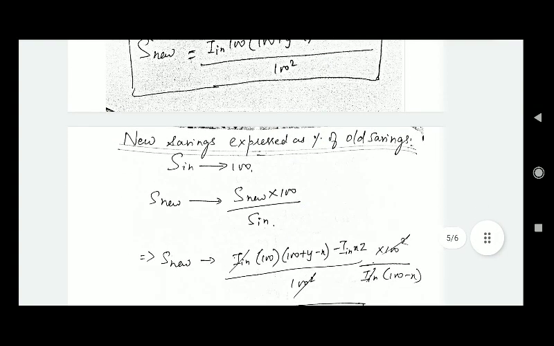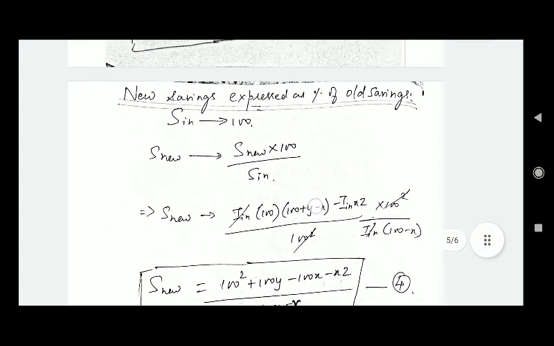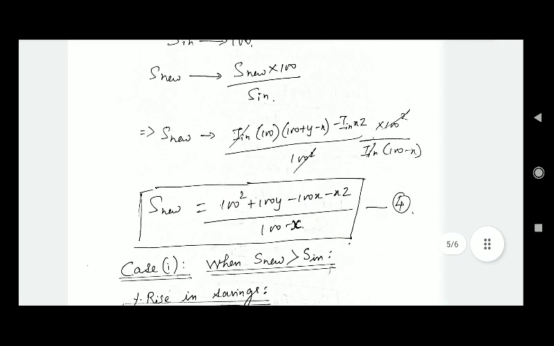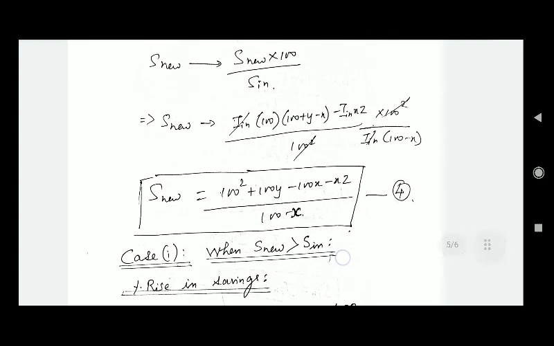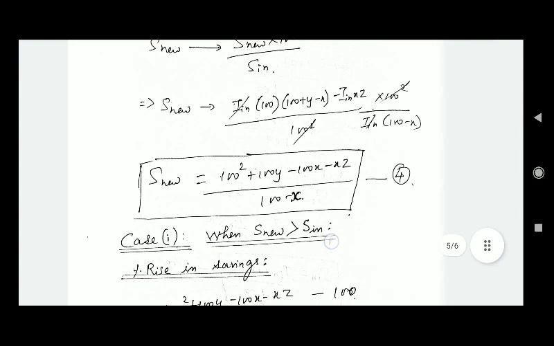Now when new savings is expressed as a percentage of old savings, obviously the old savings will be given a yardstick of 100. The new savings will be found out to be this value given by equation number 4, (100 square plus 100y minus 100x minus xz) by (100 minus x), where y represents the increase in percentage of income, x represents the percentage of income which is expenditure, and z represents the percentage rise of expenditure.